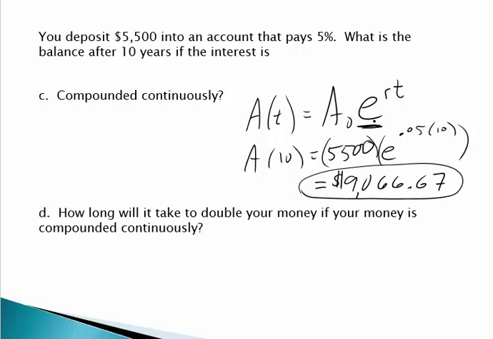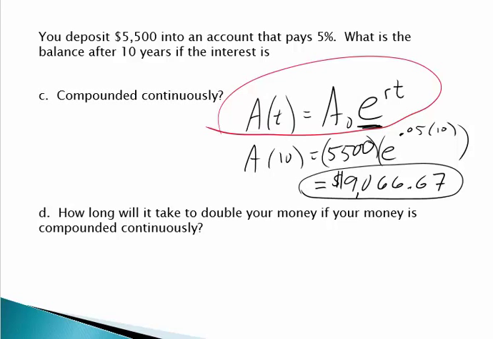Part D, how long will it take to double your money if your money is compounded continuously? Okay, so we're sticking with this continuous formula, sticking with that function, but the question's a little bit different, right? How long does it take to double your money? In the previous three questions, I'm giving you the time and asking you for the amount. This one, I'm giving you the amount and asking you for the time, right? Those are my two variables, time and amount.